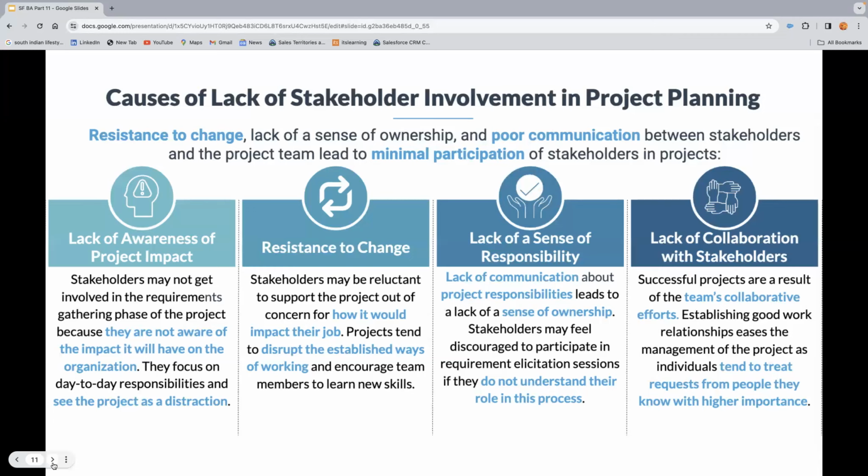Lack of collaboration with the stakeholders. Successful projects are a result of a team's collaborative efforts. Establishing a good working relationship assists the management of the project, as individuals tend to treat requirements from people they know with a higher importance.